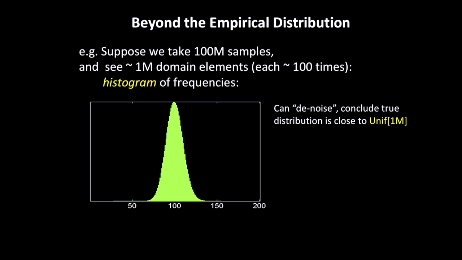It seems a little magical, but we're not using any assumptions about the underlying distribution. All we're using is the assumption that our data was drawn independently from some distribution. We're saying the only distribution we could have drawn things from that would have given a picture like this is a distribution extremely close to uniform distribution over a million elements. Okay. Are people on board with this?